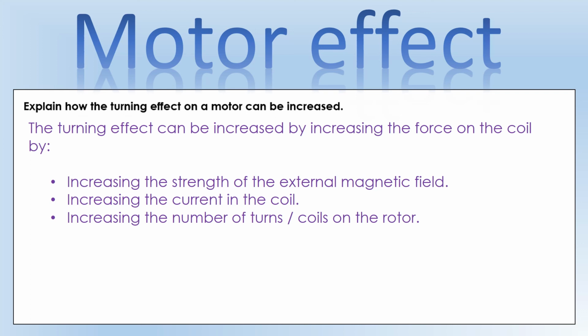And actually, the turning effect, or the force, is directly proportional to each of these things. So doubling the field strength doubles the force. Doubling the current doubles the force. Doubling the turns doubles the force. And that's a useful rule to remember when you're applying things. But that's how we can make it a bigger turning effect, and therefore you end up with a faster rotation.